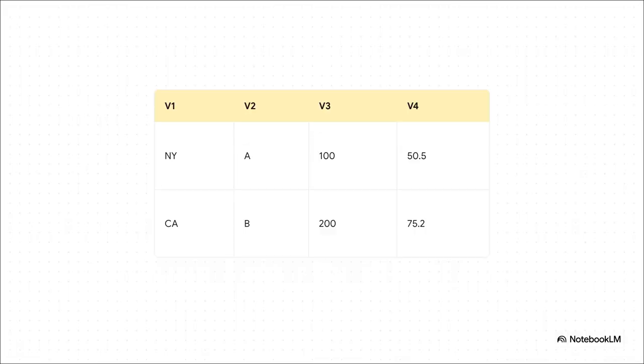And voila, look at the result. A perfect, clean, tidy data frame ready for analysis. The junk rows are gone, our numbers are actually numbers. This whole transformation took maybe 15 seconds of clicking, not 15 minutes of writing and debugging code.